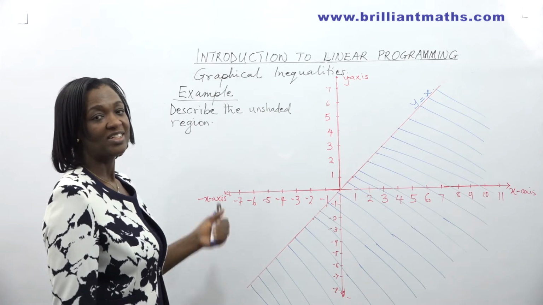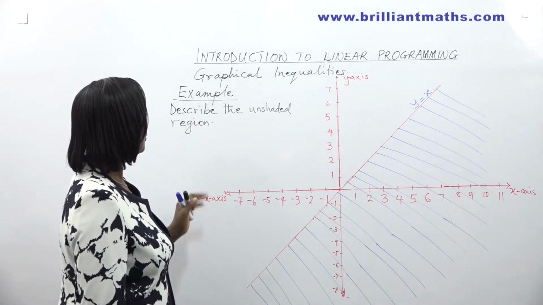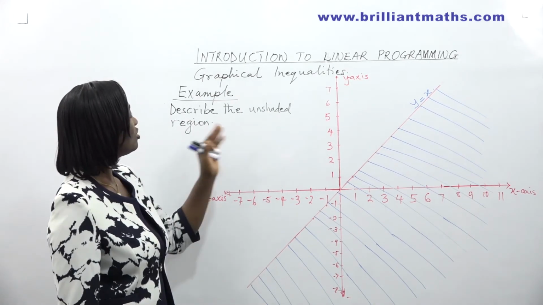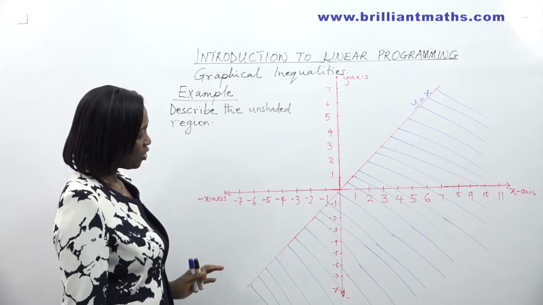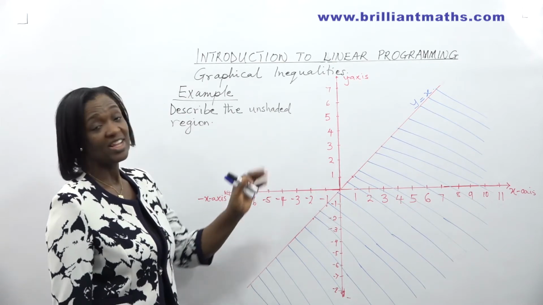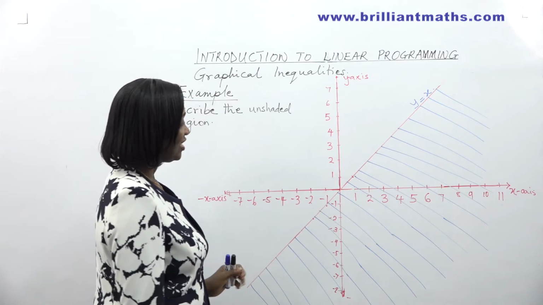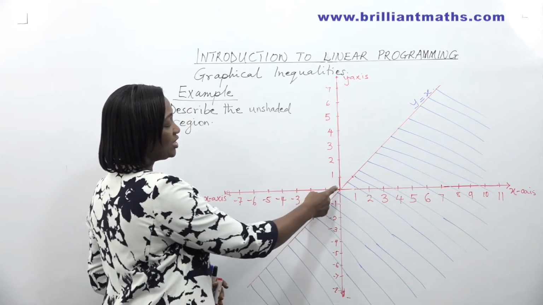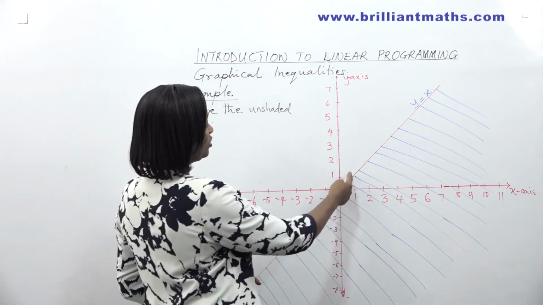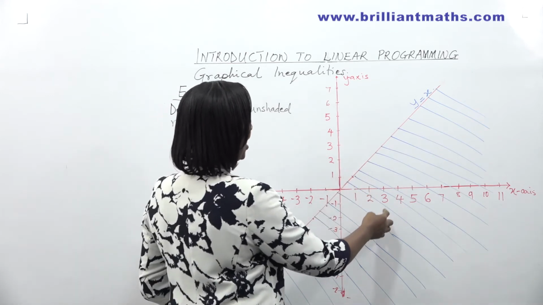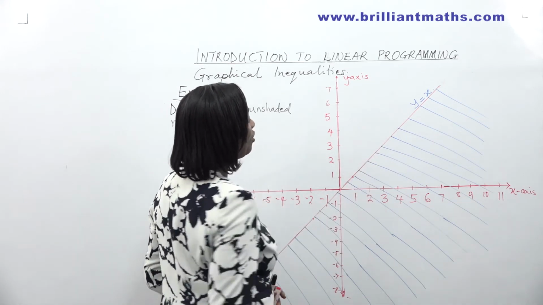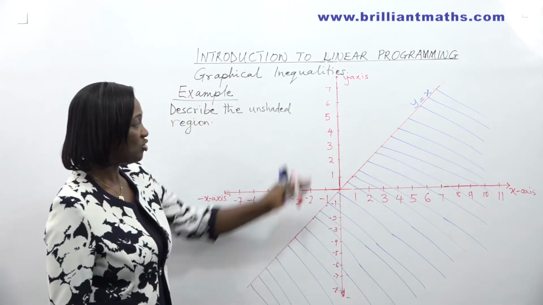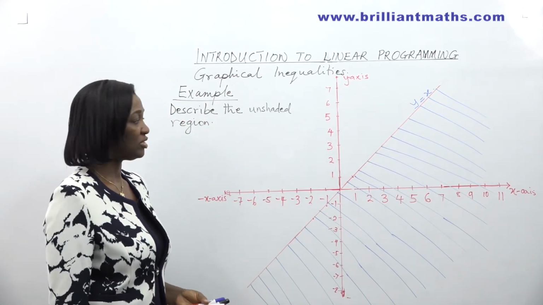All right, let's look at this example. Describe the unshaded region. We have the line y is equal to x. This is the line y equal to x because when x is 0, y is 0. When x is 1, y is 1. When x is 4, y is 4, and so on. So that's a straight line passing through the origin.